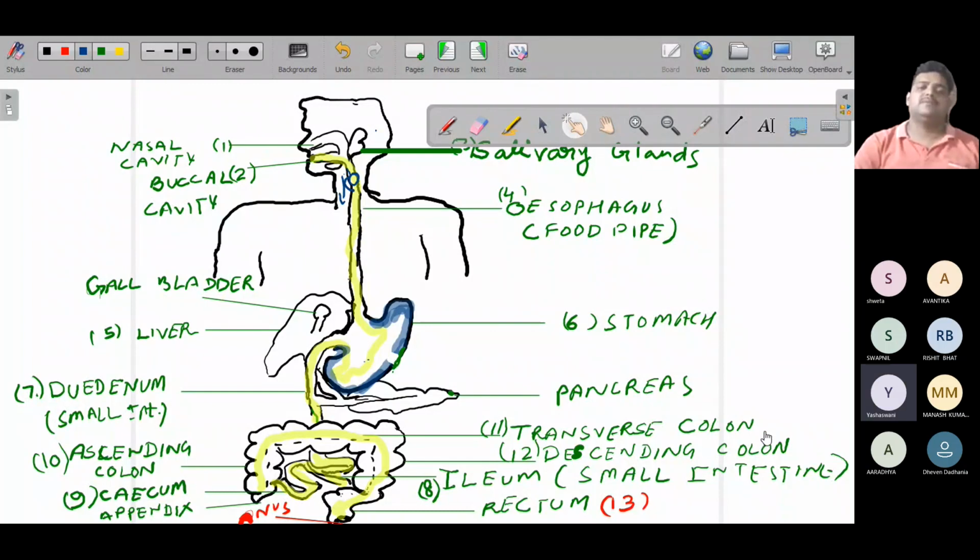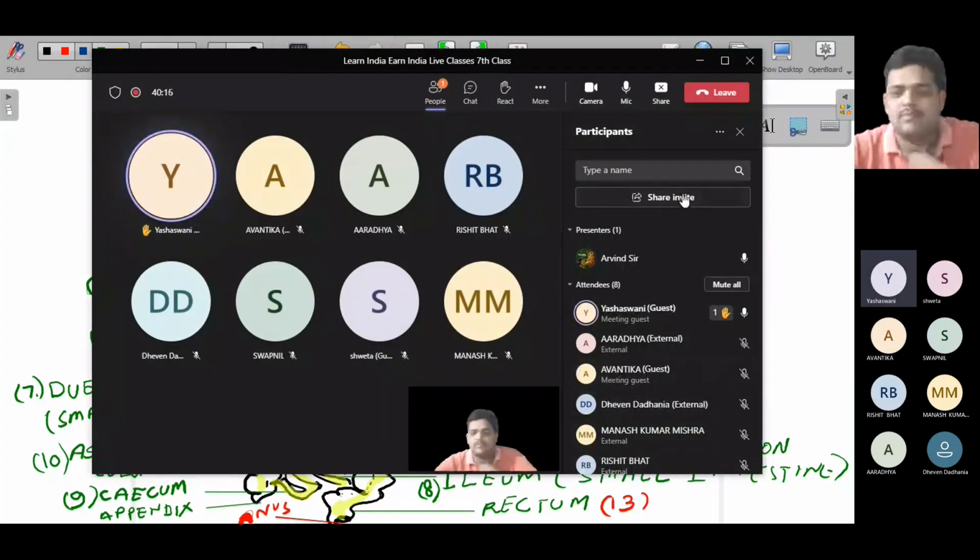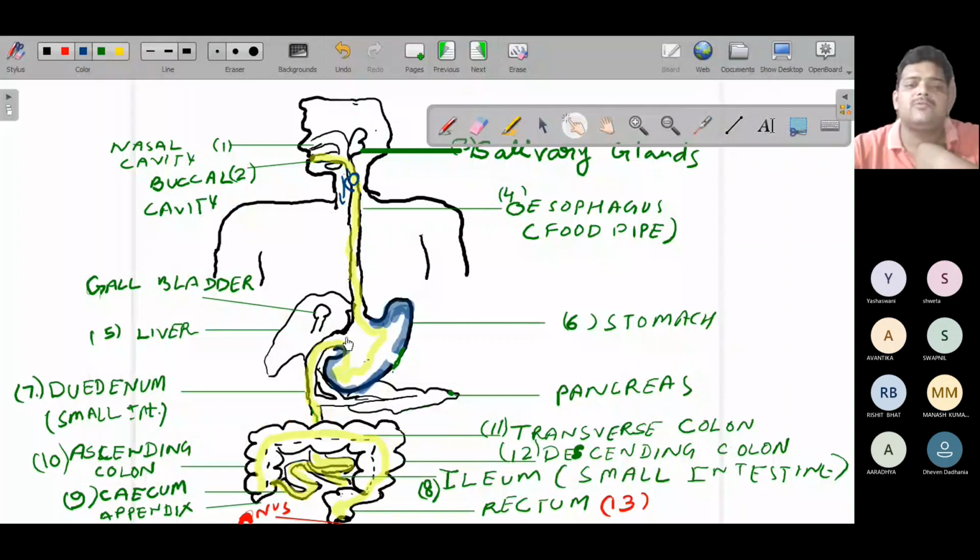Yes, Ashwini? Sir, can you repeat your question? See, the food does not enter into the liver. It also does not enter into the pancreas. So how do they help in digestion? Sir, the liver and the pancreas secrete digestive juice. Okay. So I'm telling you now the name of the juice which is present over here.